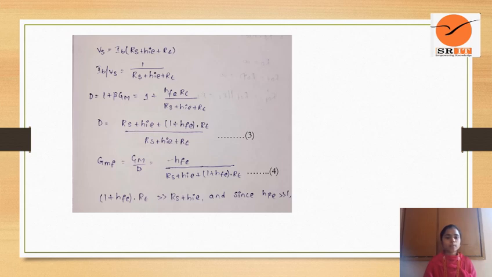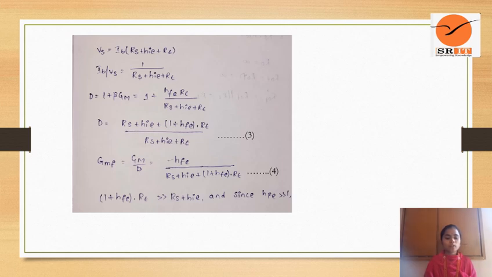Then D is equal to 1 plus beta into Gm, where D is the desensitivity. Here we get 1 plus HFE Re by Rs plus Hie plus Re. Then desensitivity D is equal to Rs plus Hie plus 1 plus HFE into Re by Rs plus Hie plus Re. Let us consider it as equation number 3. Then Gmf is equal to Gm by D. Hence, using equation number 3, we get HFE by Rs plus Hie plus 1 plus HFE into Re. It is considered as equation number 4.